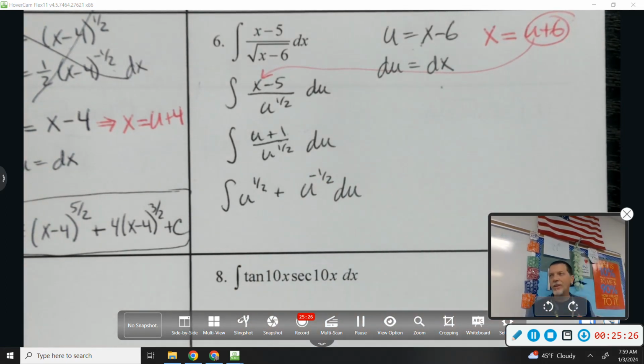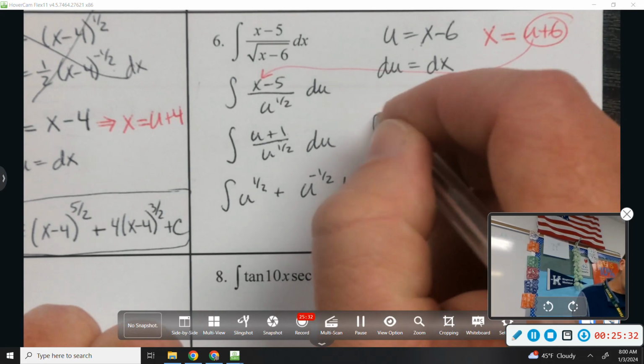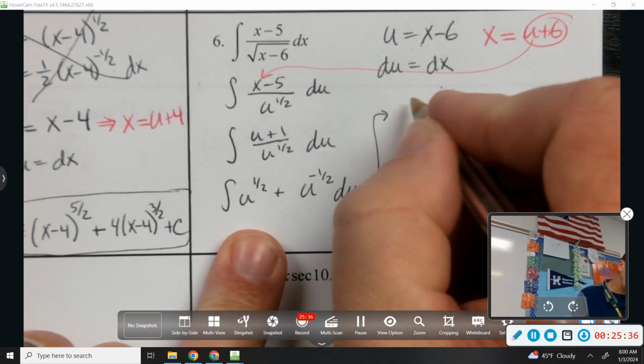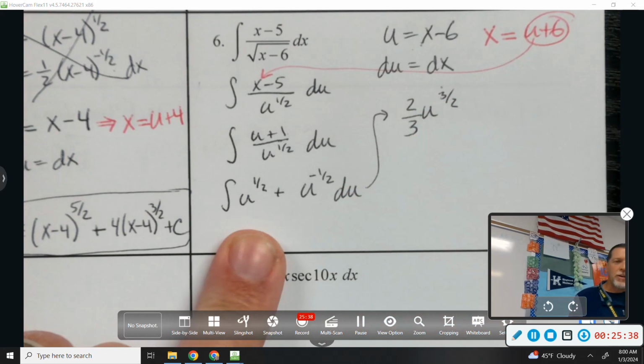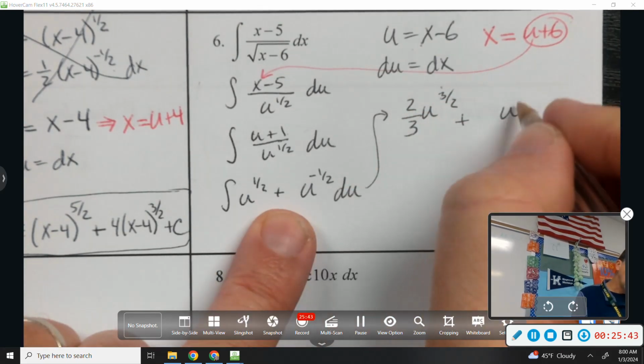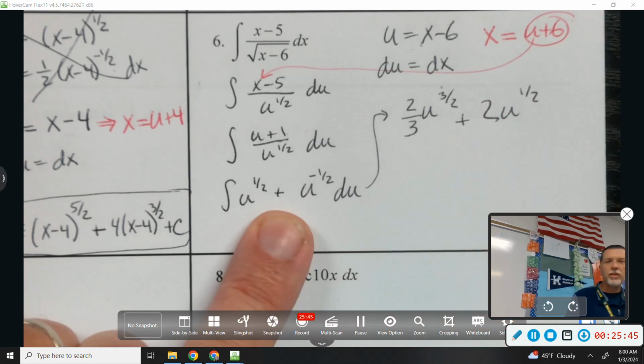Okay, now we've done all the hard work. Now we shift to what we're supposed to know how to do, which is the antiderivative stuff. So increase the power by 1, divide by the new power. Increase the power by 1, divide by the new power.